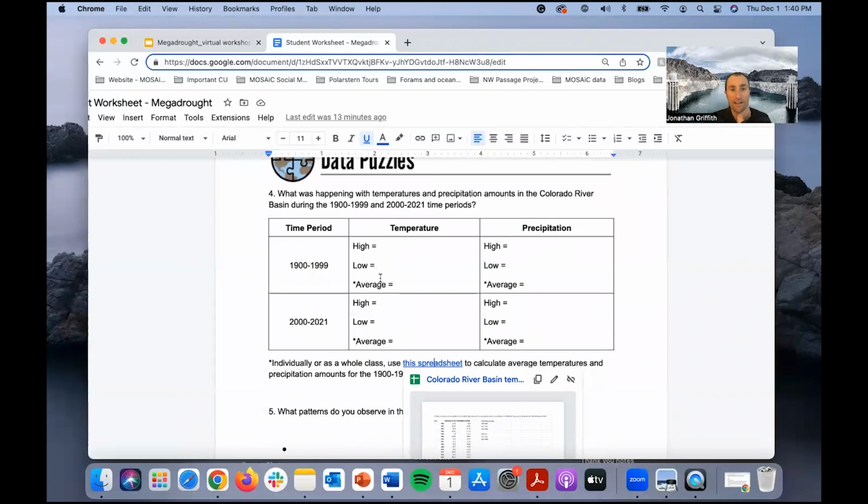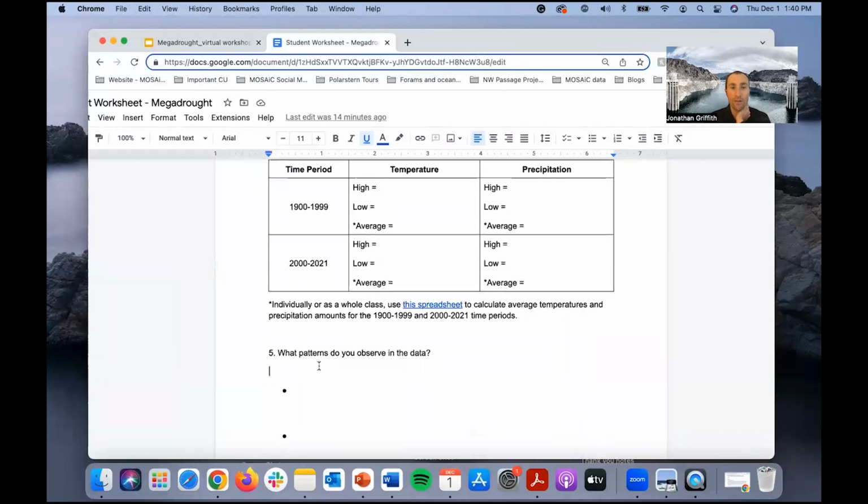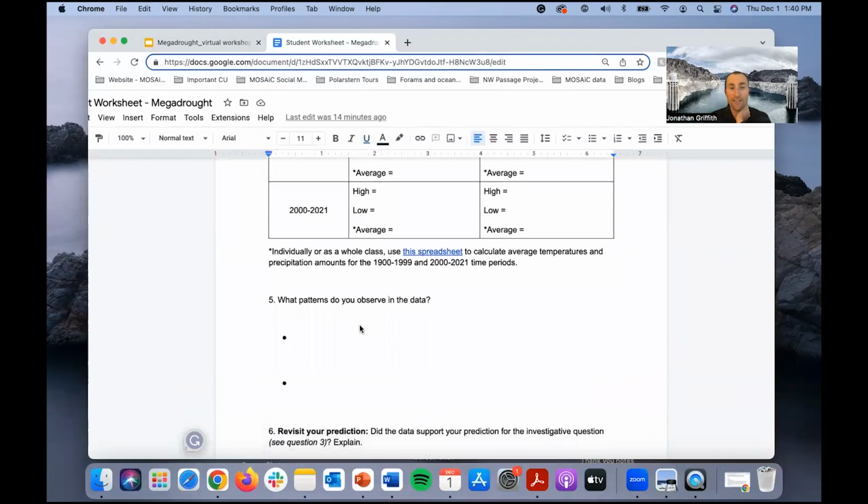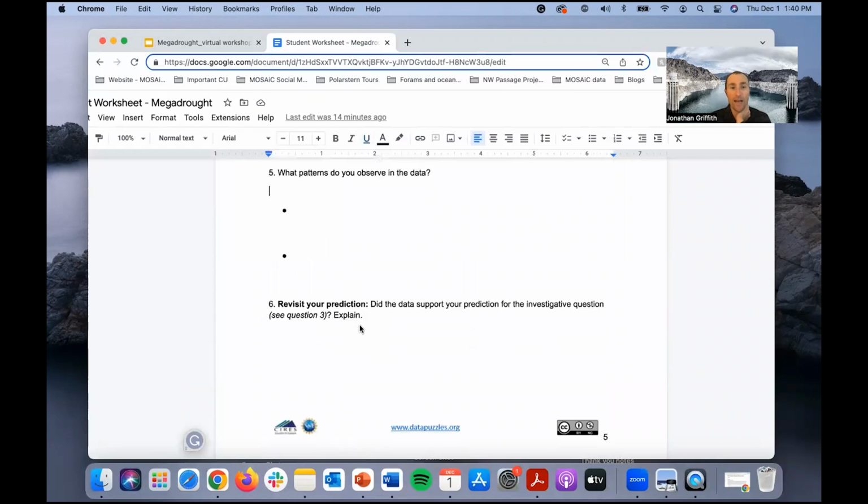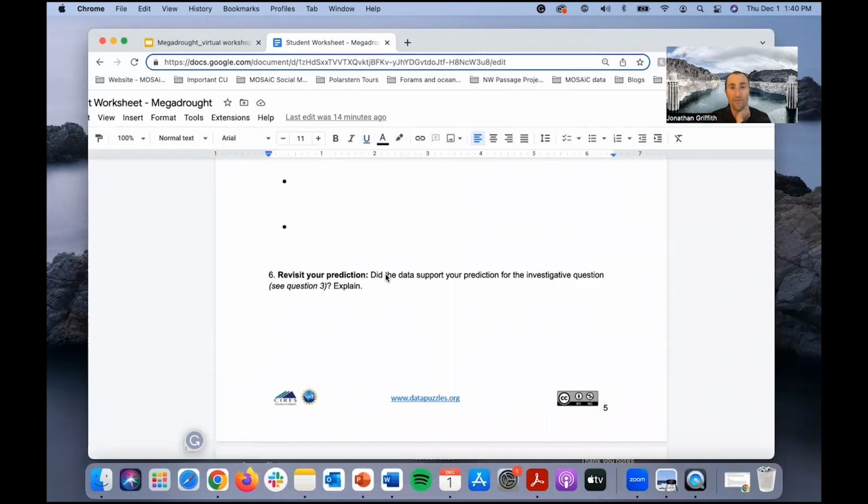Then we ask students to identify those highs and lows over two distinct time periods: the time period of 1900 to 1999, and then the time period of 2000 to 2021, which is defined as the megadrought period. We're looking for how these average temperatures and precipitation have changed between these two time periods to figure out what's causing a megadrought over this time period. Students identify patterns in the data, explain those patterns, and then revisit their prediction and revise it based on the data set.